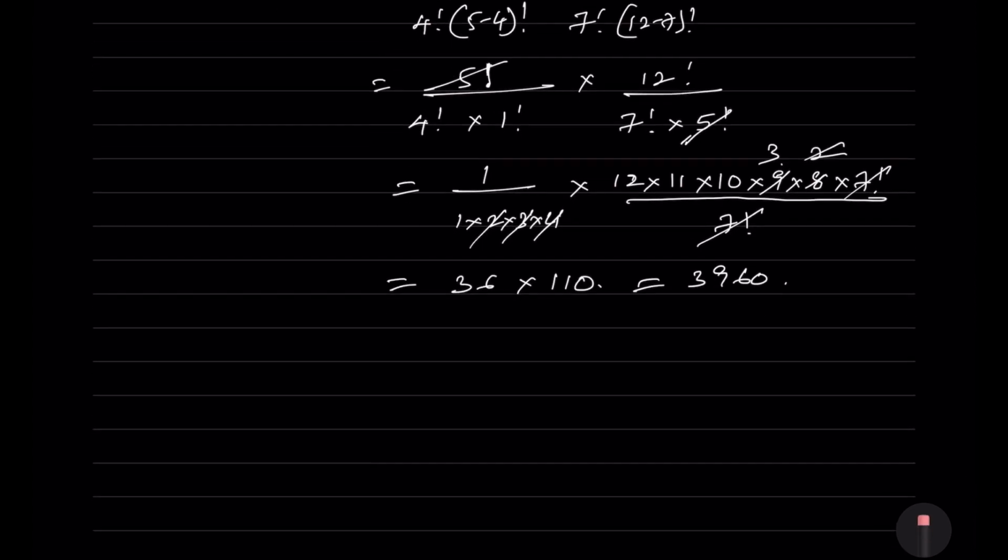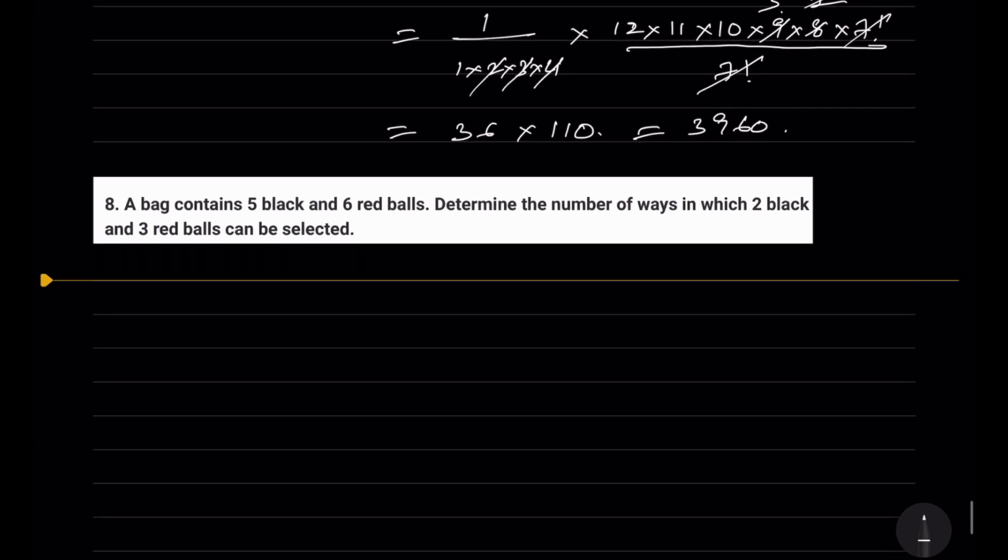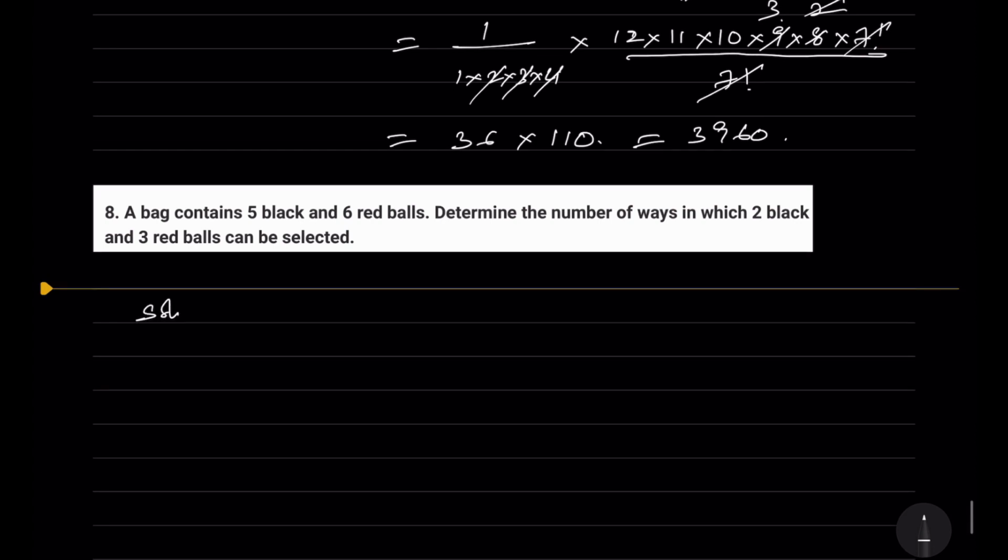Now we'll go into the next problem. In question 8, what do you have? Problem 8: a bag contains 5 black and 6 red balls. Determine the number of ways in which 2 black and 3 red balls can be selected. Here, because it is selection, we have to use combination, that is very clear.